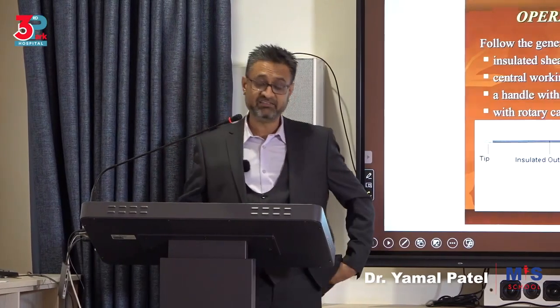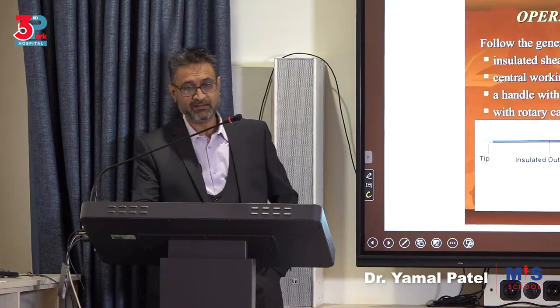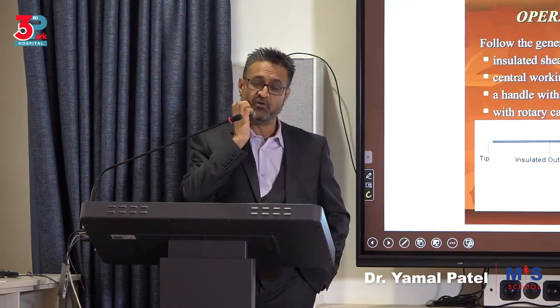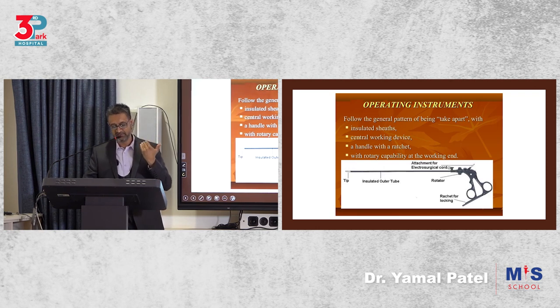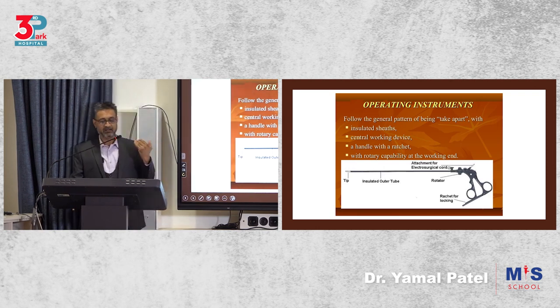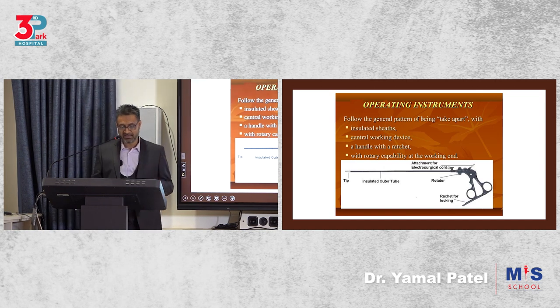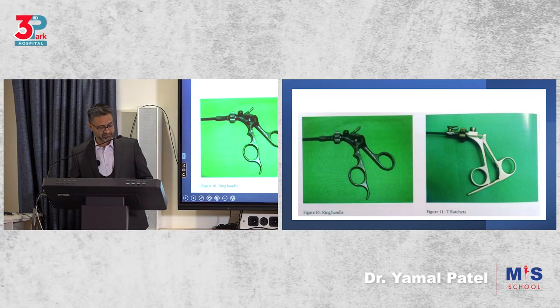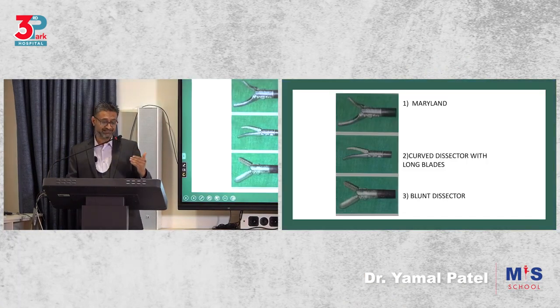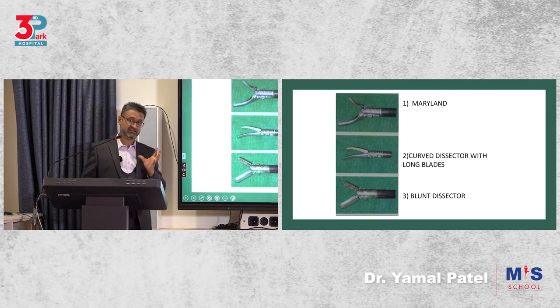We have operating instruments that we should know about. We'll be seeing them and we'll probably be going through these as a demo. But it is basically the sheath, a handle with a ratchet or without a ratchet, which has rotatory capability, and then it has the central working device. So this is a general instrument. These are types of ratchets or without a ratchet. We have different, these are just for you to understand. We'll probably try and see if we can show you these instruments.